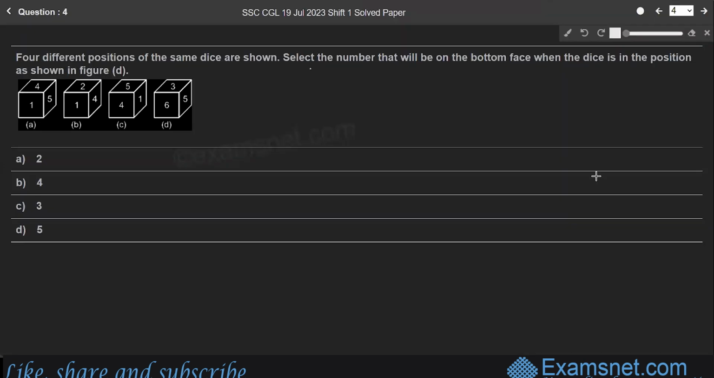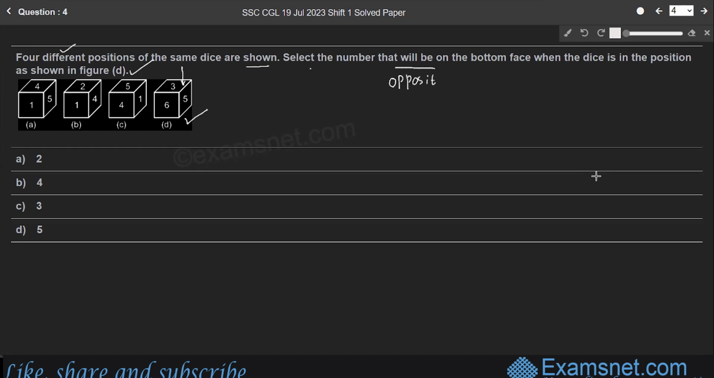Question number 4. 4 different positions of the same dice are shown. Select the number that will be on the bottom face when the dice is in the position as shown in figure D. So in figure D, right, here the top face is 3. The bottom face is the opposite face of 3, right? So we need to find the bottom face of the dice in figure D, which is nothing but the opposite face of 3.